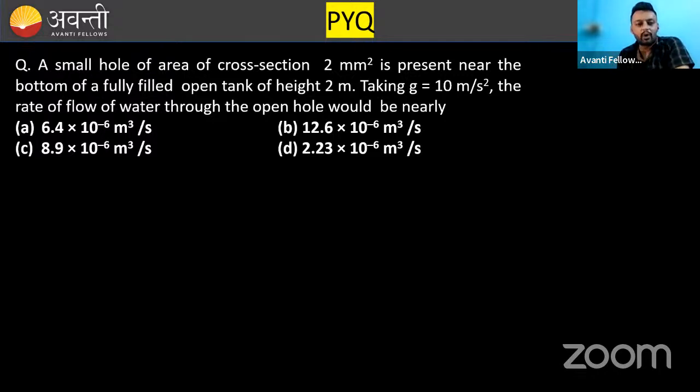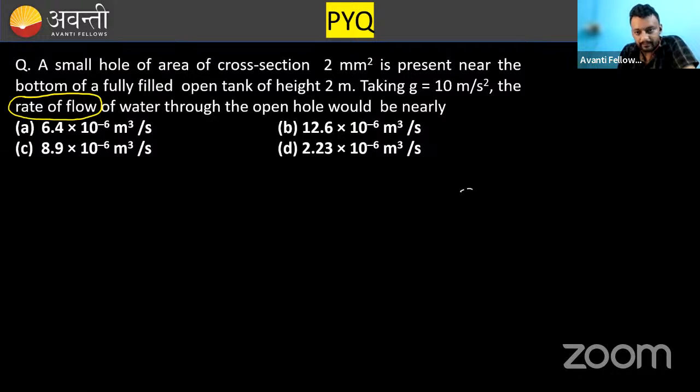Now, a small hole of area 2 mm square is present near the bottom of a fully filled tank. Taking g as this much, they are asking the rate of flow of water. So what is rate of flow? I have told you what the rate of flow is. A into V, very good.